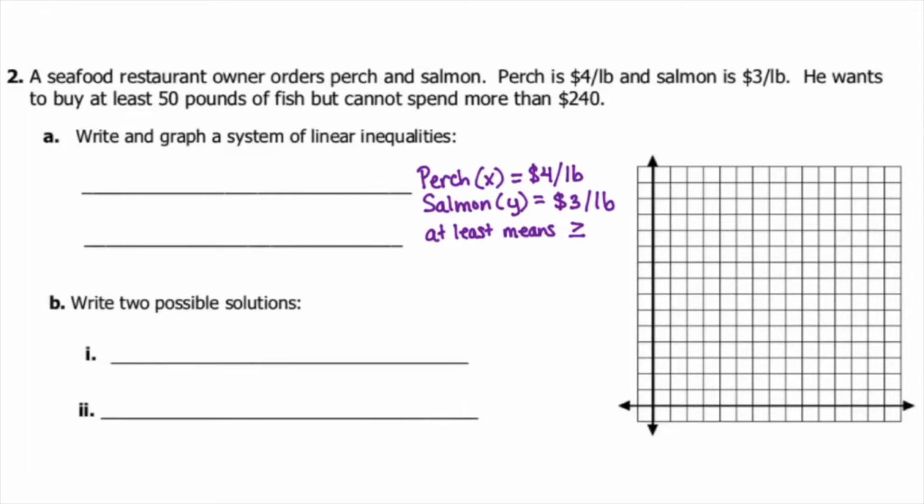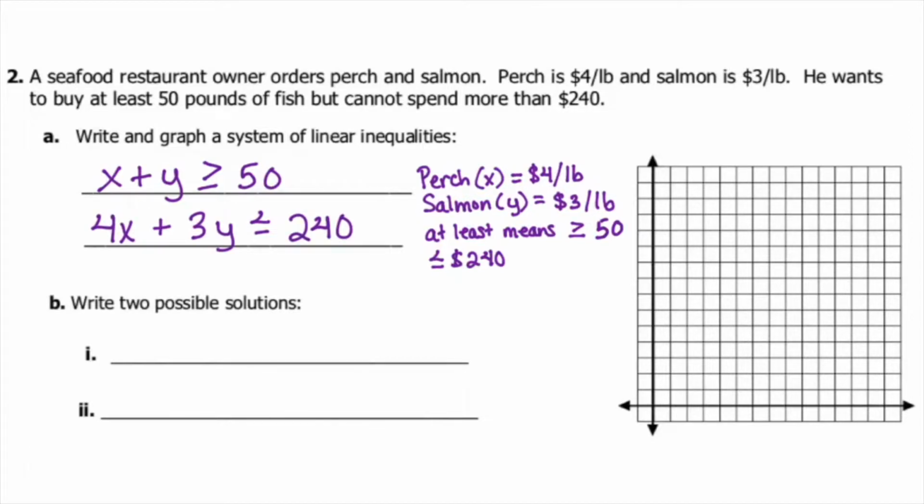And then also mentions that you cannot spend more than $240. So that means you have to be less than or equal to $240. All right, so our two equations, remember we have X amount of pounds of perch plus Y amount of pounds of salmon, all has to be greater than or equal to 50 pounds. And then $4 X plus $3 Y has to be less than or equal to $240.